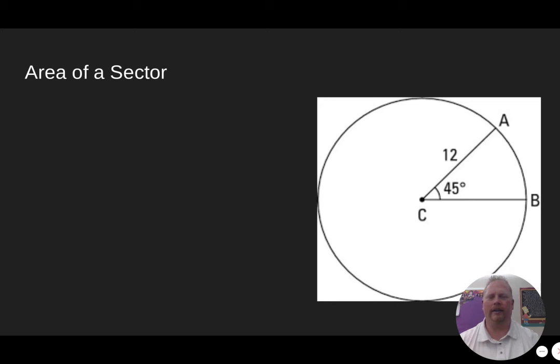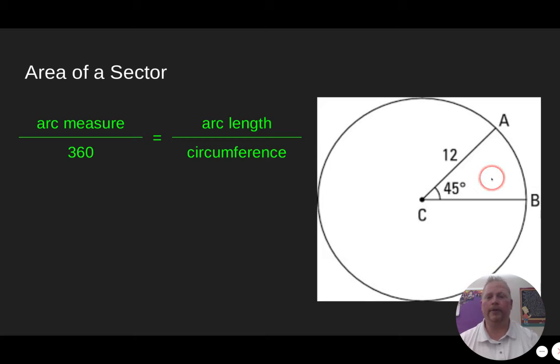So if I want to find the area of that, let's just go ahead and use the same idea as what we did for the arc length. So if you remember, that formula was the arc measure over 360 equals the arc length over circumference. Well, what we're going to do is we're going to cross out the arc length and circumference and replace it with the sector area compared to the entire area of the circle. Okay? Hope that makes sense. It's still the same idea. This sector is a portion of the whole circle. So we figure out what portion it is by doing the arc measure over 360. And that will give us the sector area over the full circle.